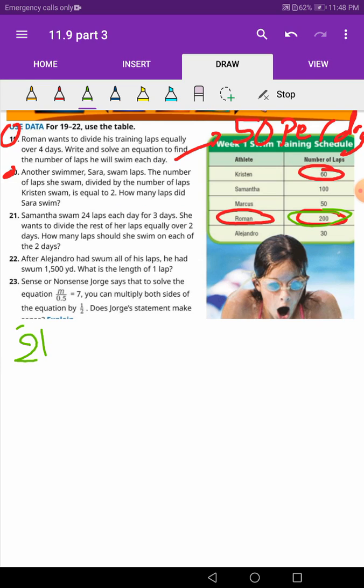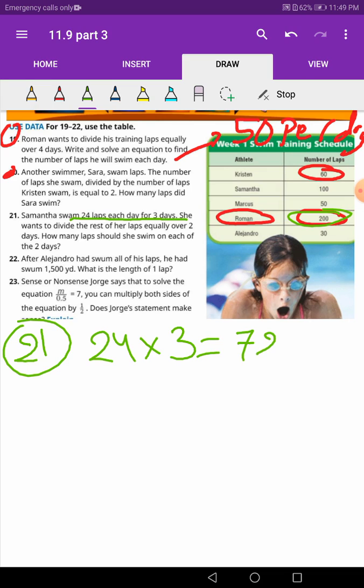Question number 21. Samantha swam 24 laps each day for 3 days. Okay. So it's easy to calculate how many laps she swam in these 3 days. So we have 24 times 3, which equals 72 laps in 3 days.